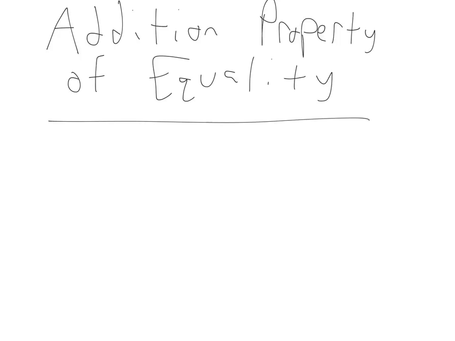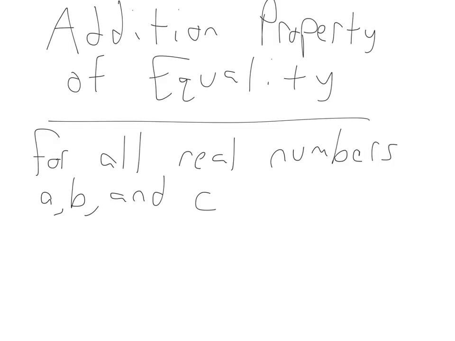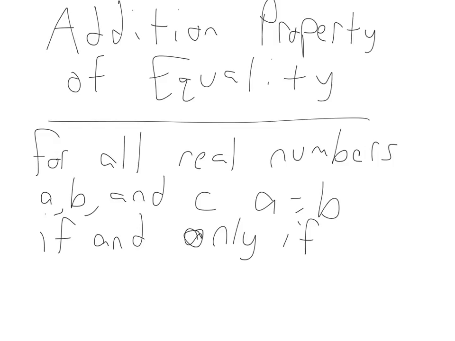First thing we're going to go over is what's called the addition property of equality. It says that for all real numbers a, b, and c, a equals b if and only if a plus c equals b plus c. Pretty much a and b are still equal if you add the same number to both sides.